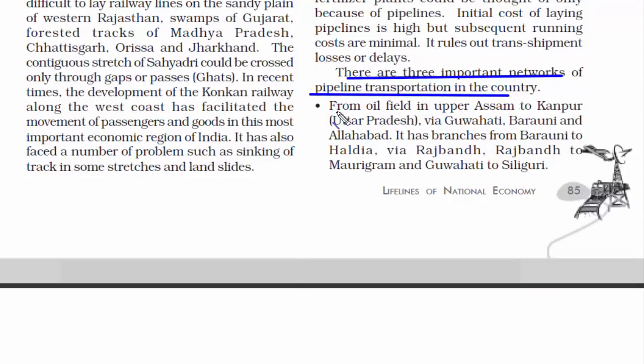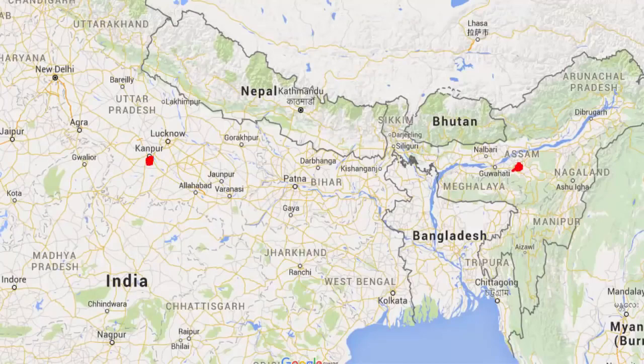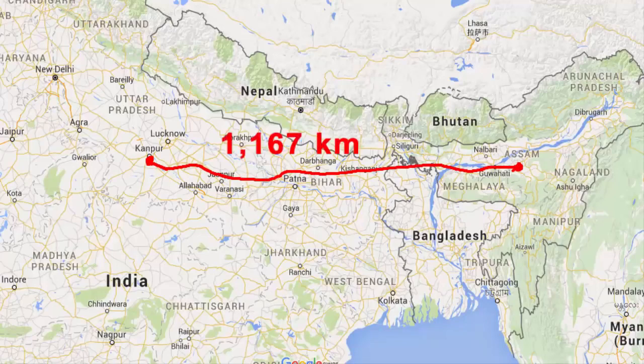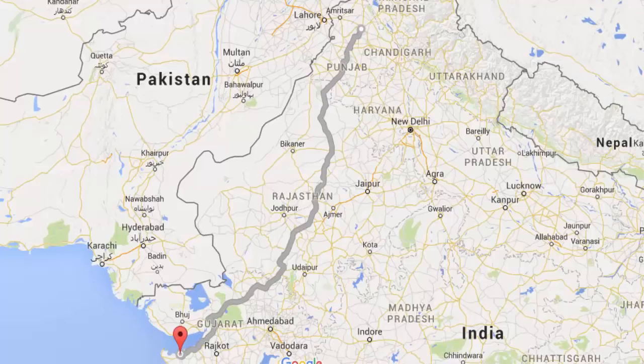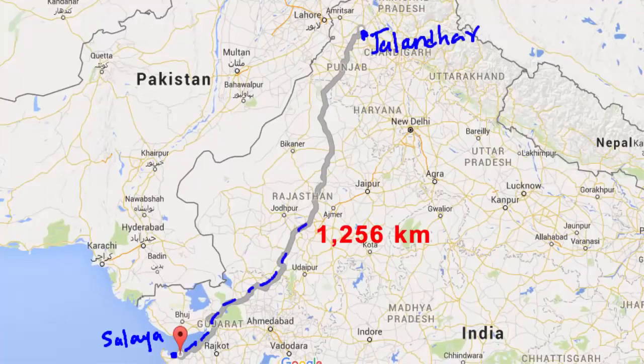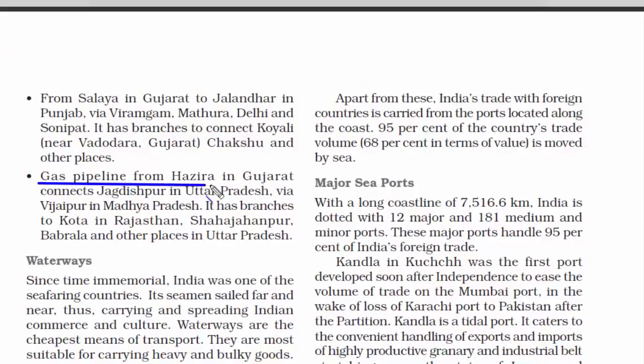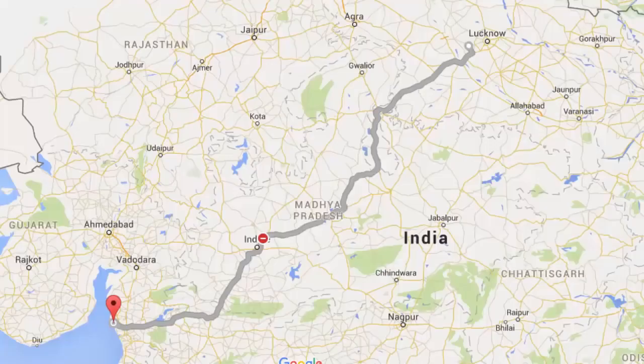The first one is a pipeline from the oil field of Assam to Kanpur, which is in UP. It passes through Guwahati, Barauni and Allahabad. This pipeline is somewhere 1167 km long. So just imagine the length. Therefore you can imagine the amount of cost associated with it. And the second pipeline is from Salaya in Gujarat to Jalandhar in Punjab. Again, this one is a 1256 km long pipeline and it supplies crude oil. And the third one is a gas pipeline from Hazira in Gujarat that connects Jagdishpur in Uttar Pradesh.